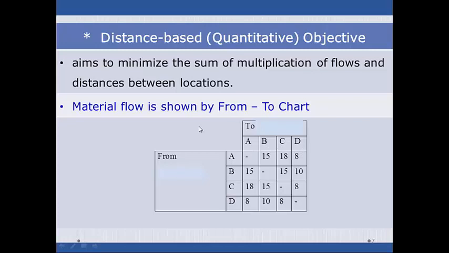And we can see this is a from-to chart. Means from A to B, the distance is 15. Sorry, this is a flow chart. So from A machine to B machine, the 15 jobs are moving for particular operation. From A machine to C machine, 18 jobs are moving for that particular operation.